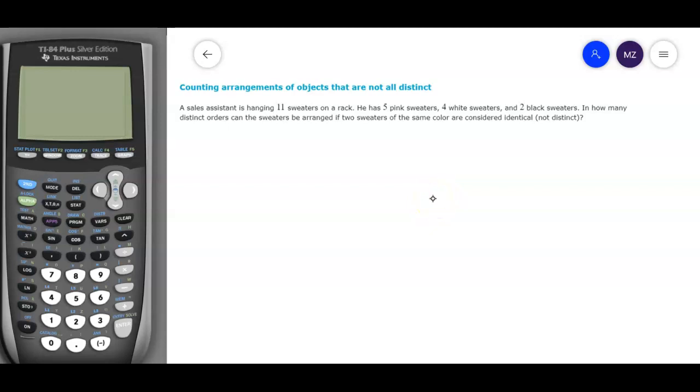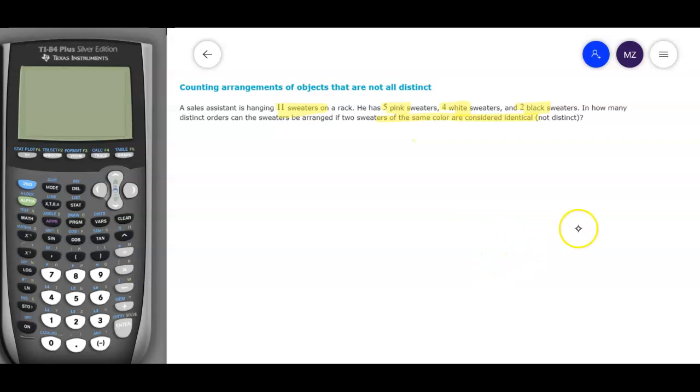Alright, so for this problem we are trying to count how many different permutations or arrangements we can make out of 11 sweaters, keeping in mind that we have 5 pink sweaters, 4 white and 2 black, and as well that we cannot make a distinct difference between two sweaters except by the color. So two sweaters are identical if they have the same color.